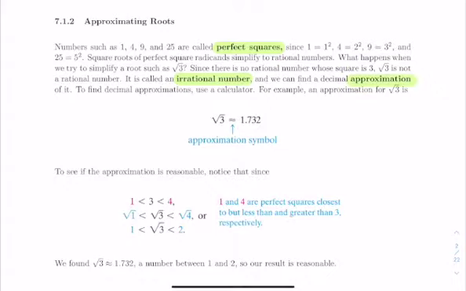To find decimal approximations, use a calculator. For example, an approximation of the square root of 3 is about 1.732, and we use the squiggly equal sign to denote that it's an approximation.